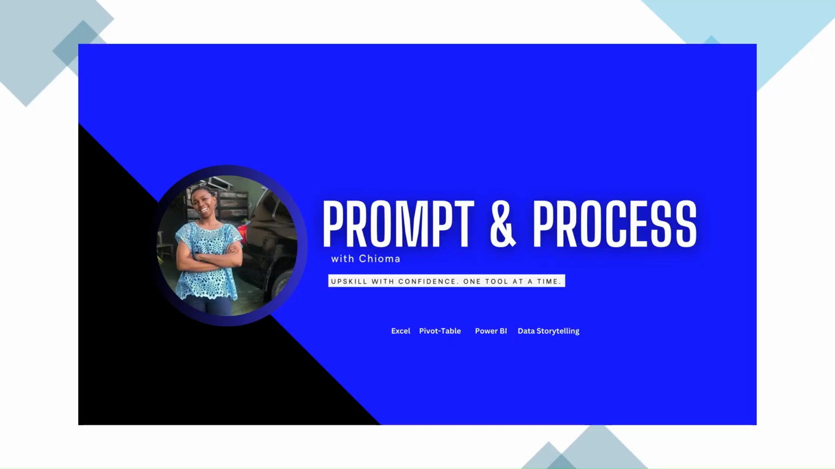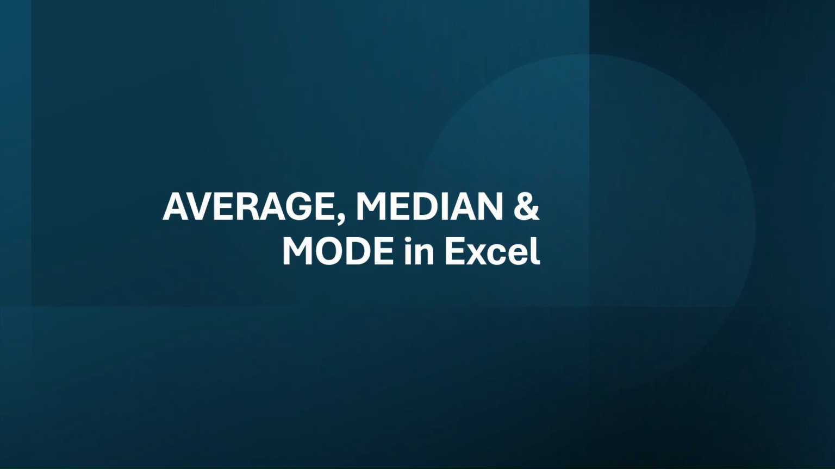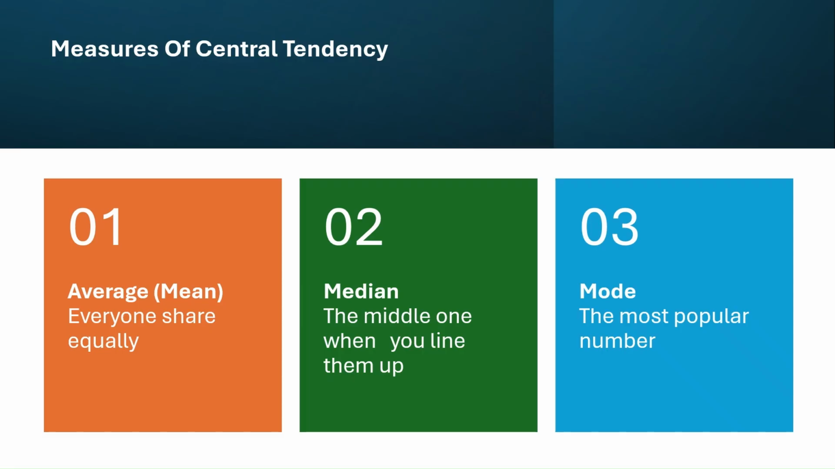Today in Prompt and Process with Choma, we'll be learning how to calculate average, median, and mode in Excel. Average is also known as mean. And before we get into Excel, let's see what those things are. They are basically measures of central tendency and they are statistical tools.